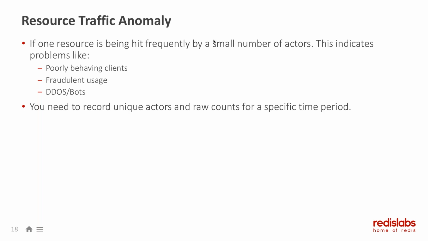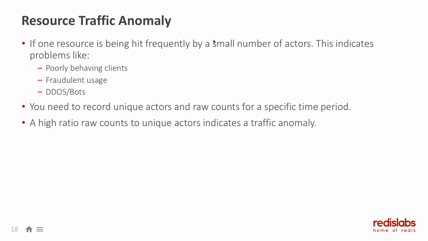So to do this, you have a couple of different things. You need to record unique actors, or the people or bots or whatever connecting to it, and then the raw counts for a specific time period. So take a look at that ratio, and it will give you some really valuable things. A high ratio of counts to unique actors indicates a traffic anomaly.